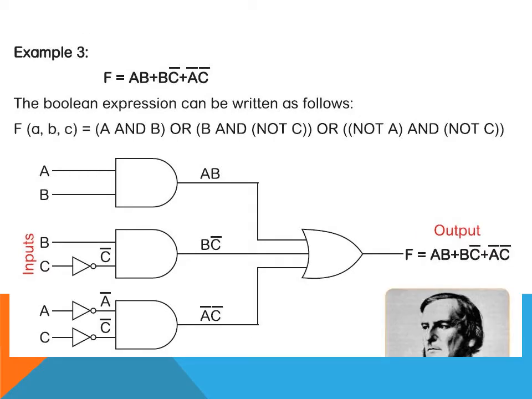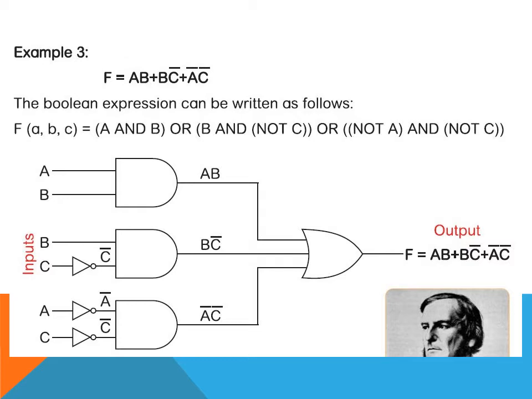Again, here is another example. Here the expression is F equal to AB plus B C bar plus A bar C bar. So now AB will be written as A and B, B C bar will be written as B and not C. Again, A bar C bar will be written as not A and not C. Now all these three are added together so there will be OR gates between them.